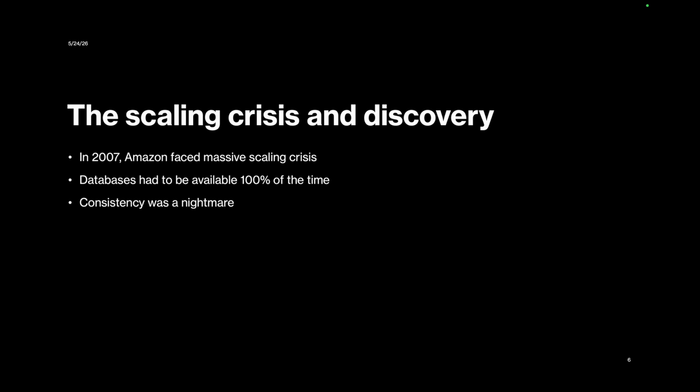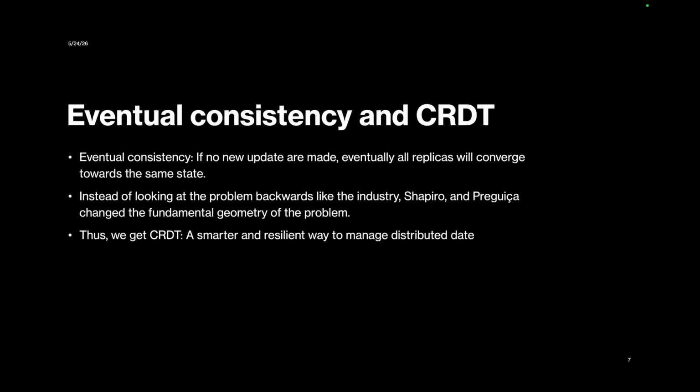Eventual consistency and CRDT. This brings us to a concept called eventual consistency. The system promises that if no new updates are made, eventually all replicas will converge to the same exact state. But how do they converge? If two people edit the same data at the exact same time locally, how does the system merge them later without a central authority deciding who wins?